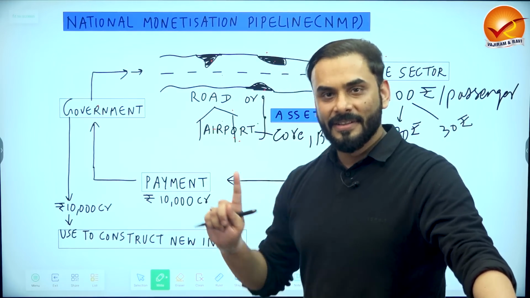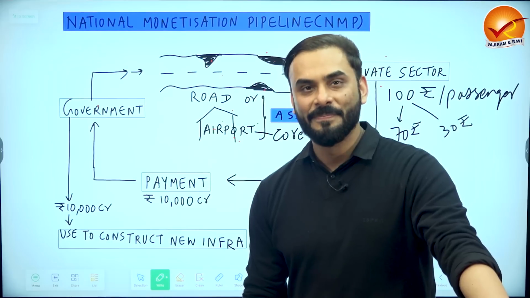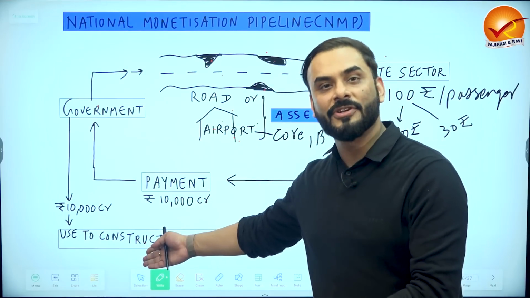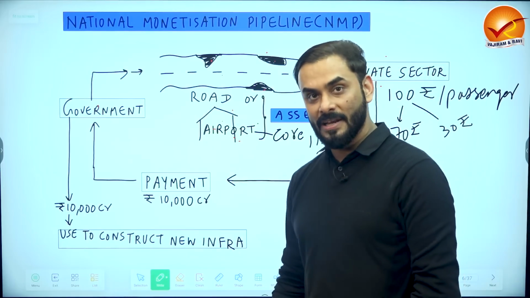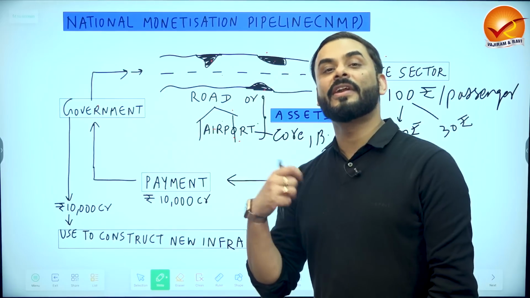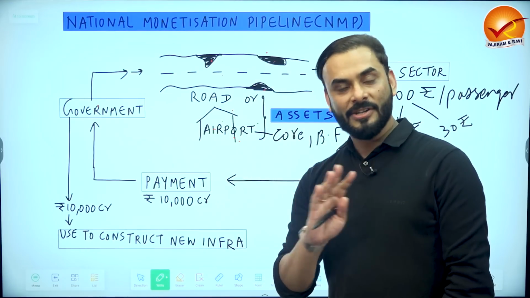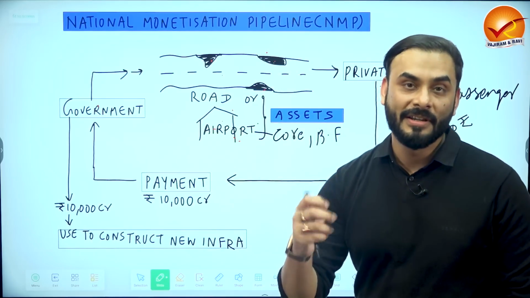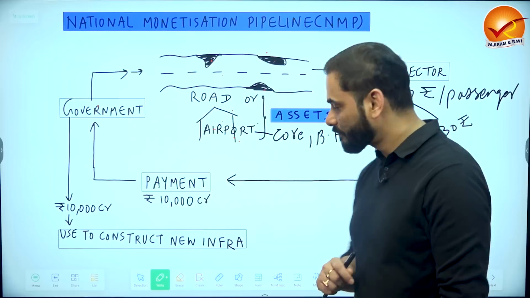In return, the Australian company gave 10,000 crore rupees to the government of India. Government of India used this 10,000 crore rupees to create new infrastructure in the country. This model is called National Monetization Pipeline because it's like giving something on rent to private sector for a fixed time period. And after 30 to 40 years or 50 years, the road and the airport is returned back to the government. Fine. So this is your National Monetization Pipeline.